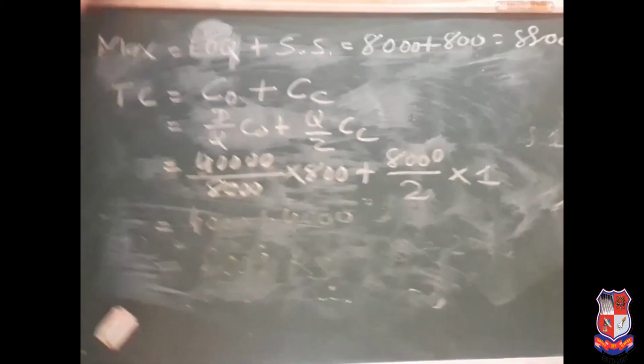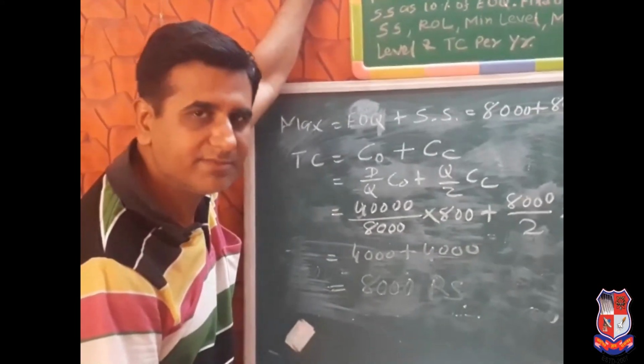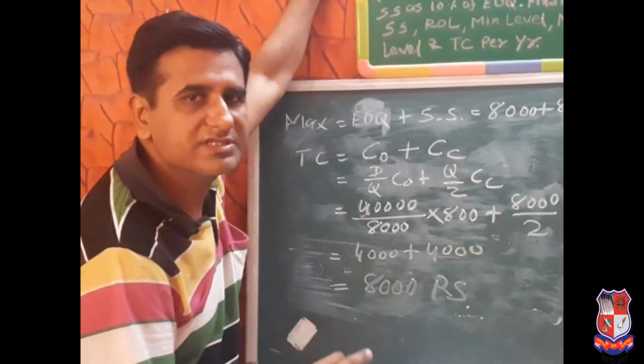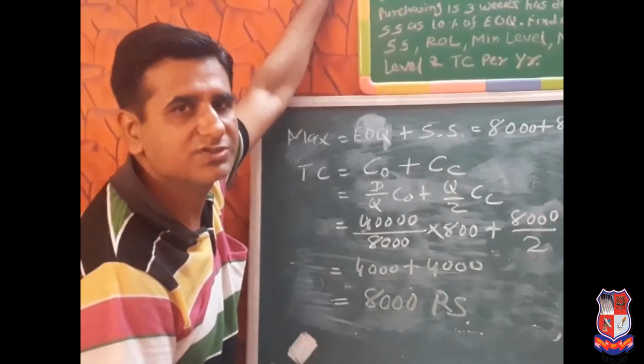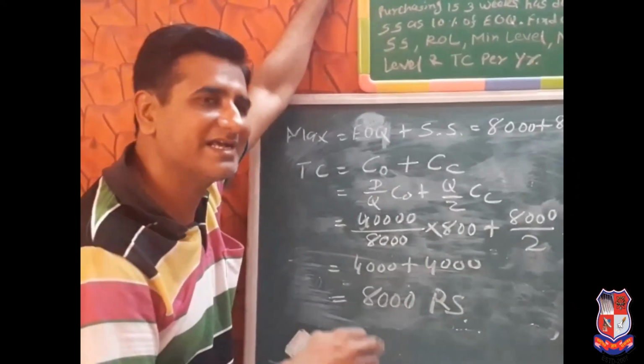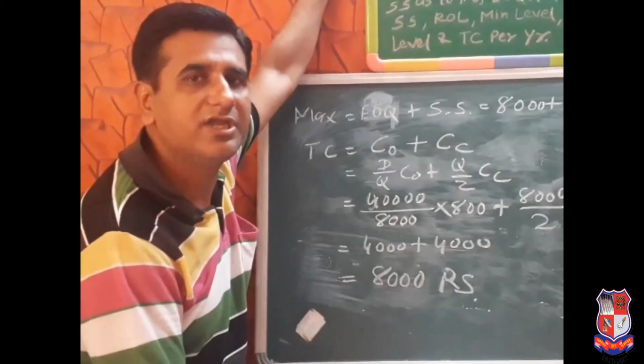So in this way you can find out the EOQ, minimum level, maximum level, safety stocks, total cost and all these things. So this is one type of example related to the EOQ. In the next lecture we will see another types of EOQ examples.